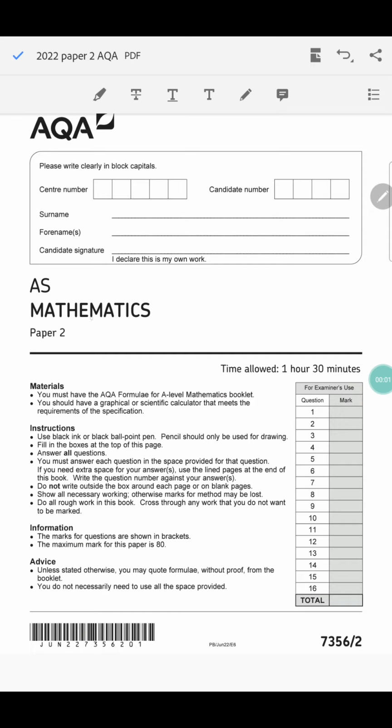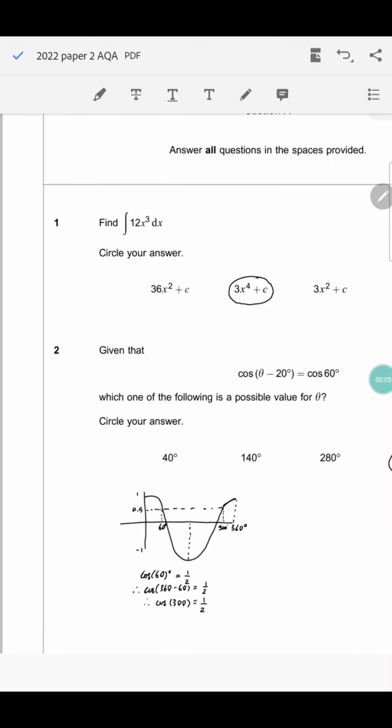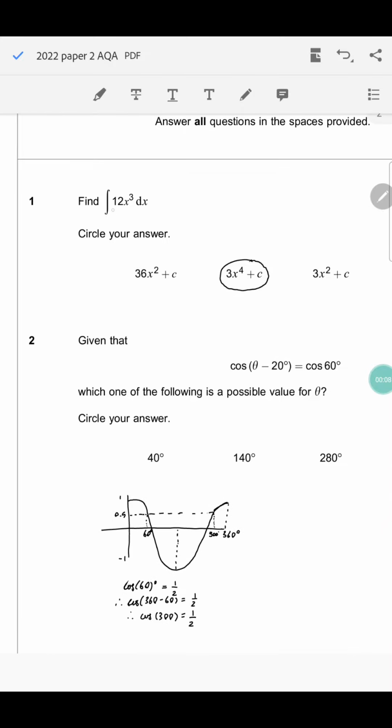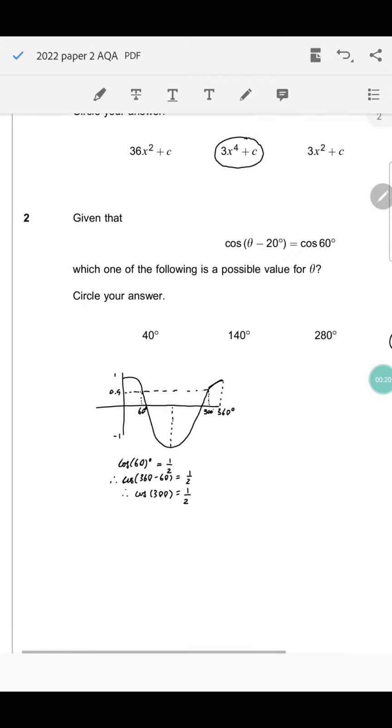Okay, so I'm going to quickly go through the AS Maths paper. Now, question 1 is just integrating. So add 1 to the power, divide by it to get 12x to the power 4 over 4, which is 3x to the power 4, and then we need our constant c, since it's an indefinite integral.